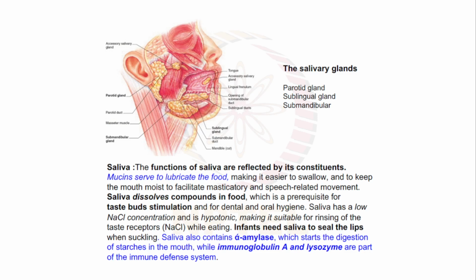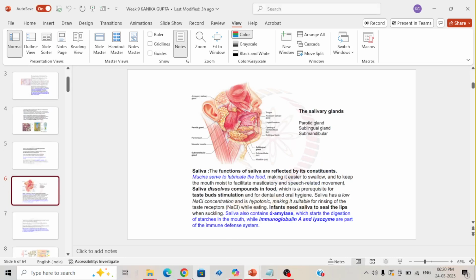and speech-related movement. If you guys have observed and if you guys have heard the lectures carefully, then you must remember the point that sir told, that our mouth is constantly wet. It's not like it's dry sometimes, and when it is dry, we feel thirst. So in that situation, we generally drink water to keep the mouth moist again. So the moistness is because of the saliva that is present there.